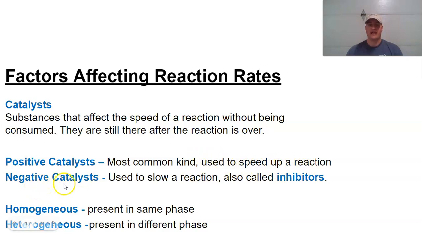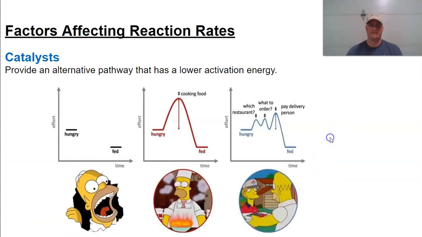Sometimes there are negative catalysts, which we might remember from biology as inhibitors, things that slow things down or inhibit some reaction from occurring. Because sometimes our body wants to do things more productively, and sometimes we want to slow things down so it doesn't happen, like buildup of toxins in our body. So the catalysts can work in a couple different ways. If they're homogeneous, they're present in the same phase, meaning both solids, both liquids, both gases. Heterogeneous, present in a different phase.